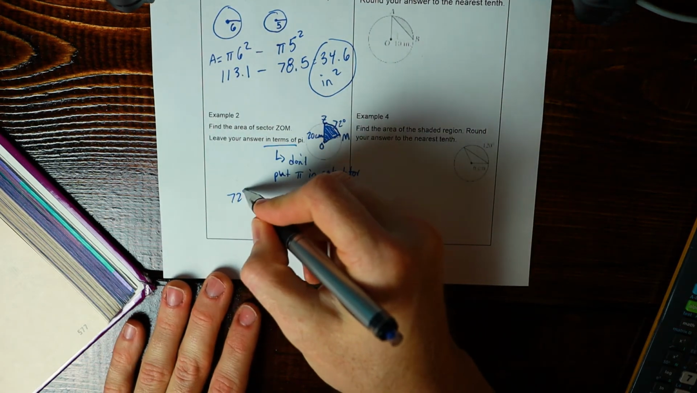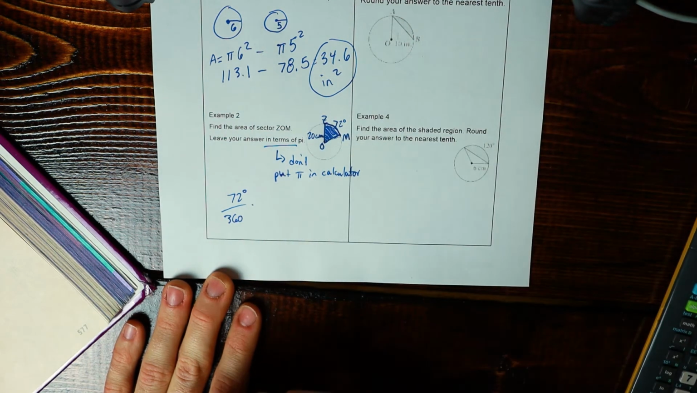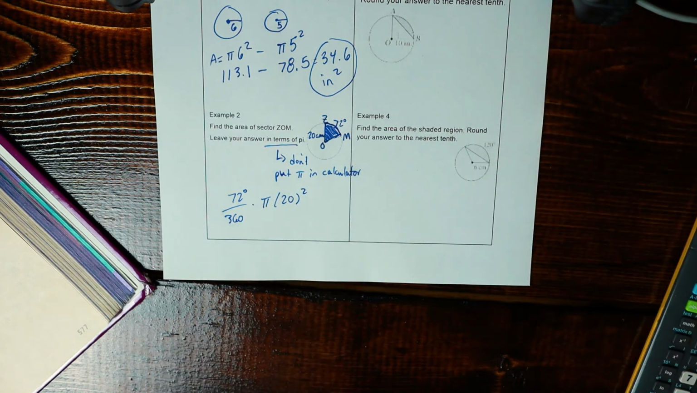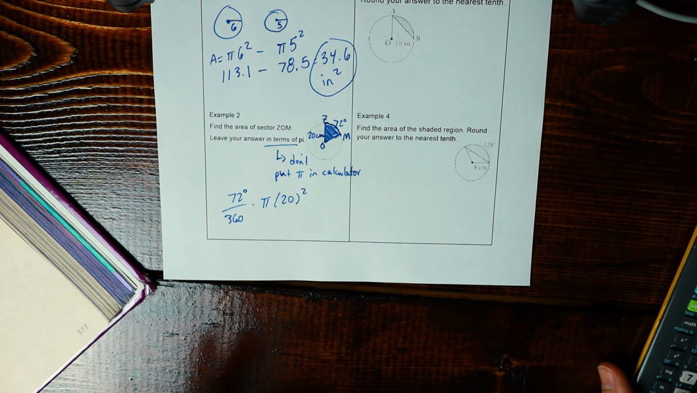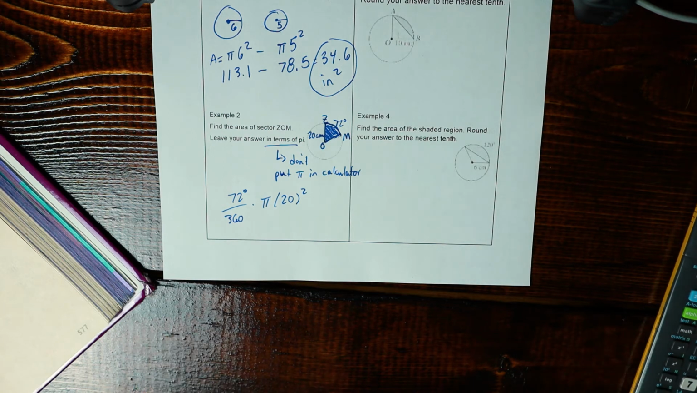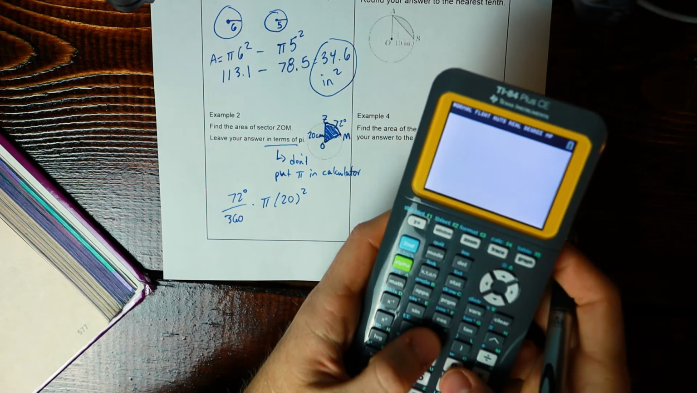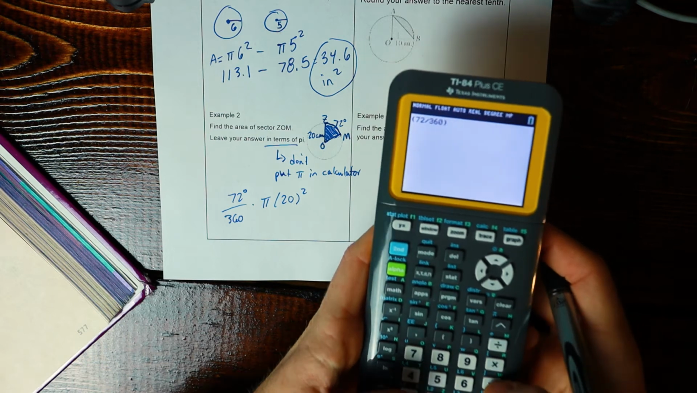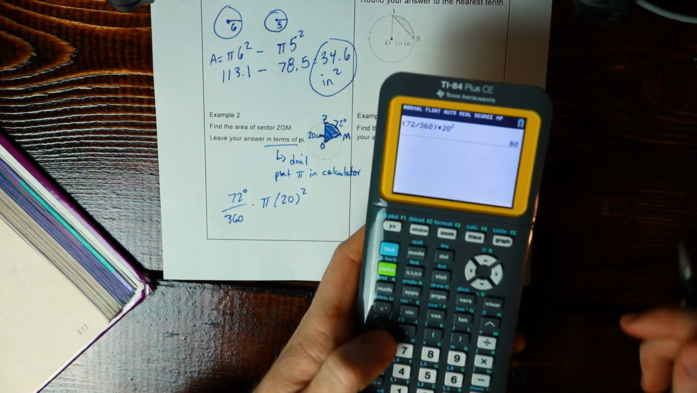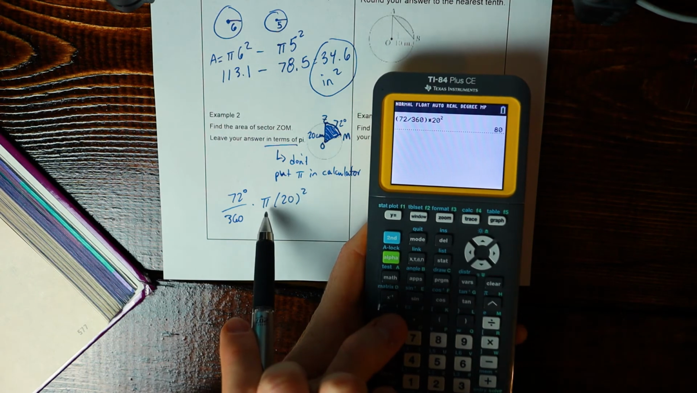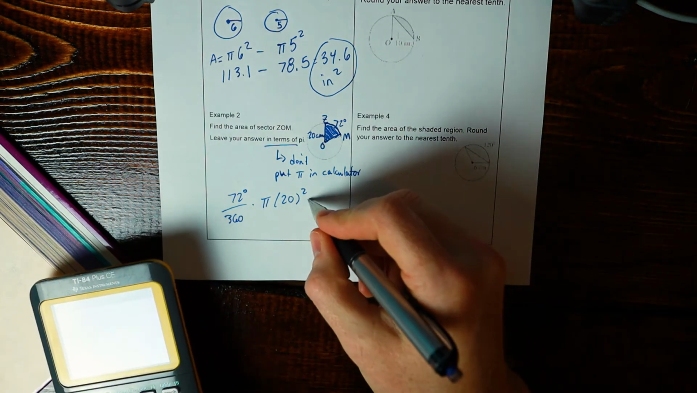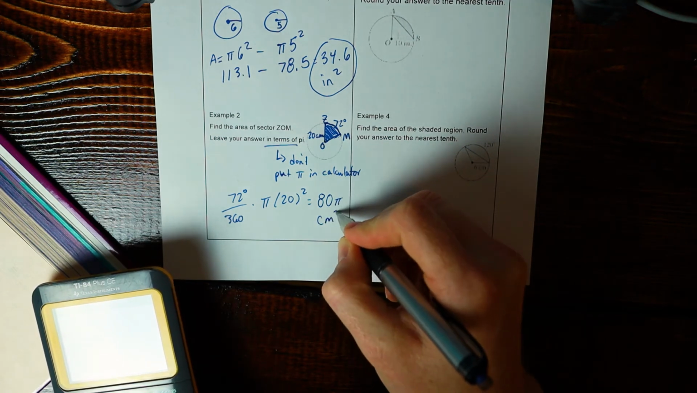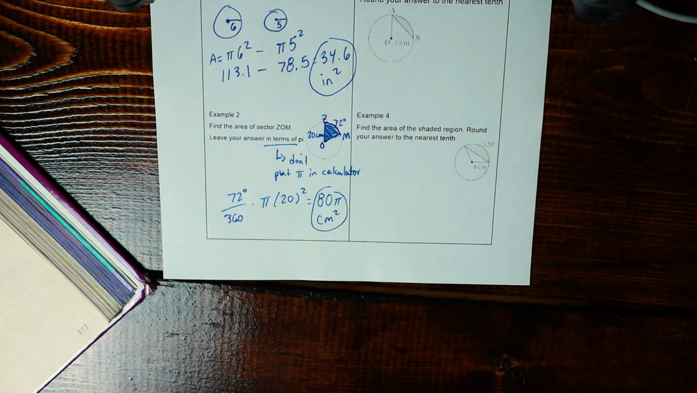So however many degrees our central angle is over 360 times pi r squared, in this case 20 squared. If I'm going to do this in my calculator or on an iPhone, I'm going to do parentheses 72 divided by 360 times 20 squared. 80. Notice I did not put pi in the calculator. It goes in my answer. 80 pi centimeters squared would be the area of just the sector.